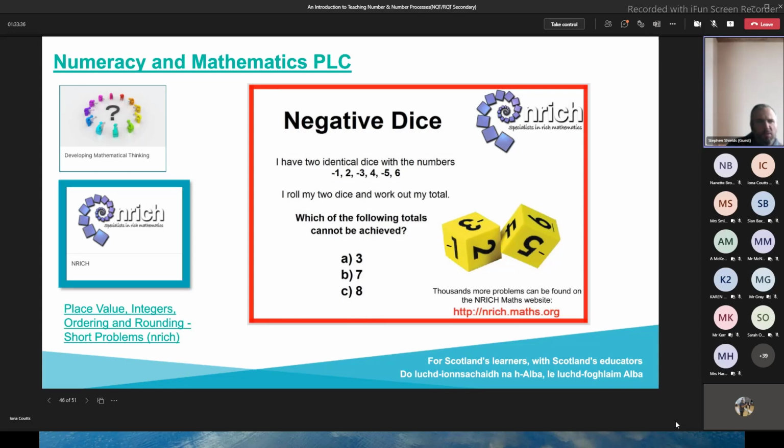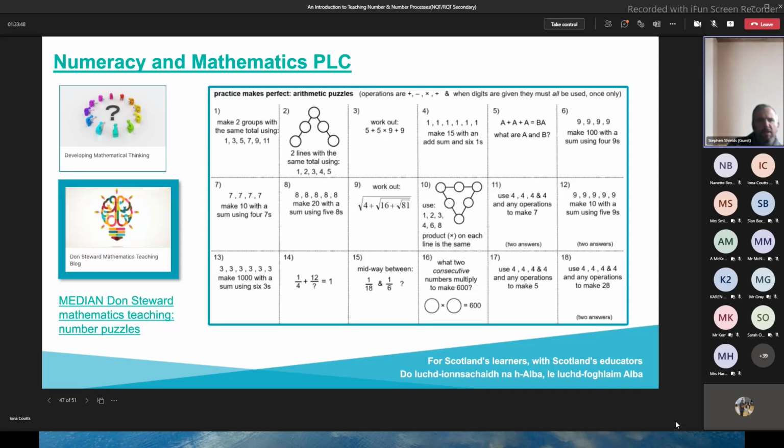What we see here, a little task from Enrich, negative dice, which some of you are saying you're going on to integers, so that might be useful for you in the links there. Thanks, Iona. I'm just conscious of time, Iona.